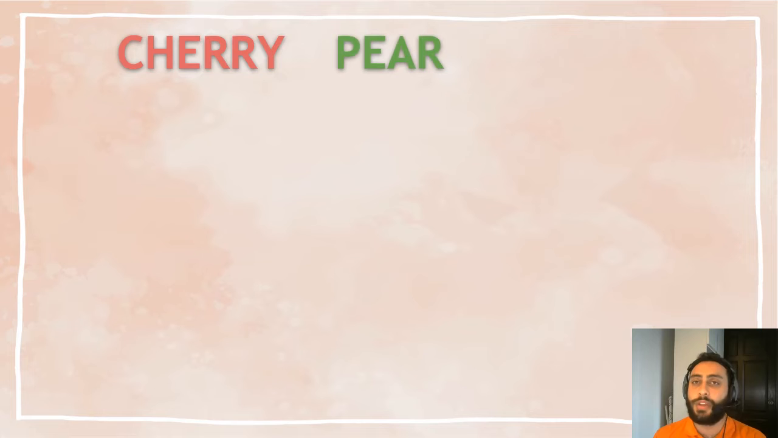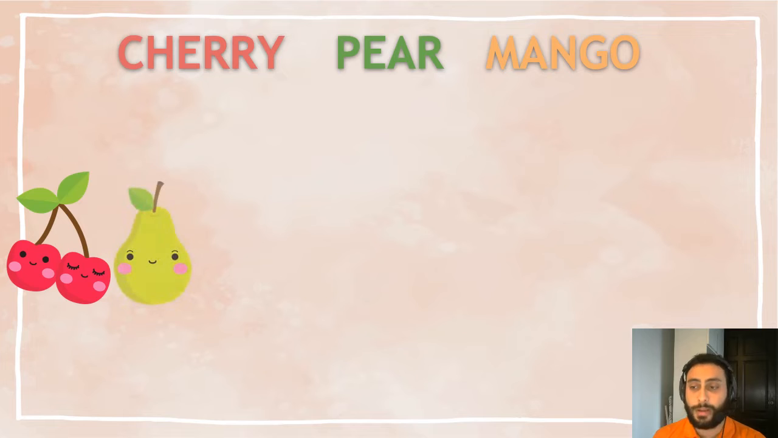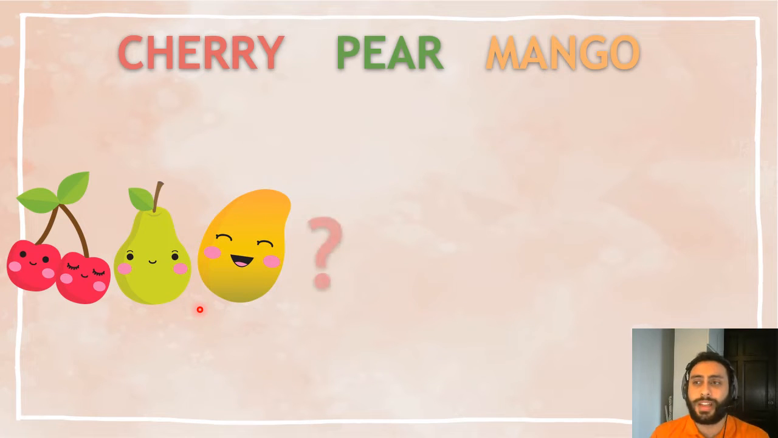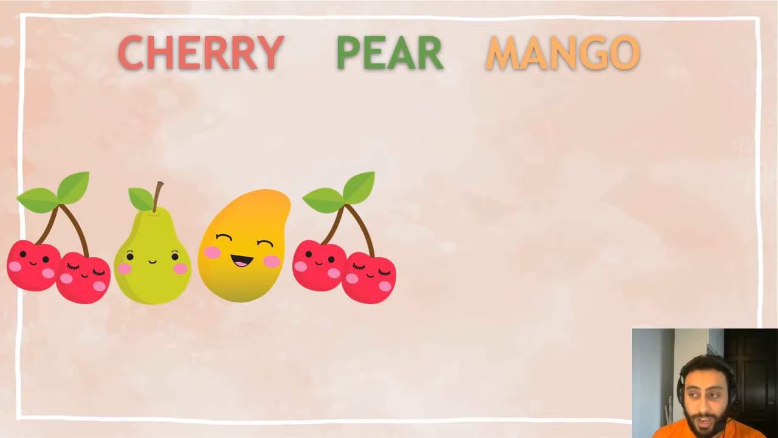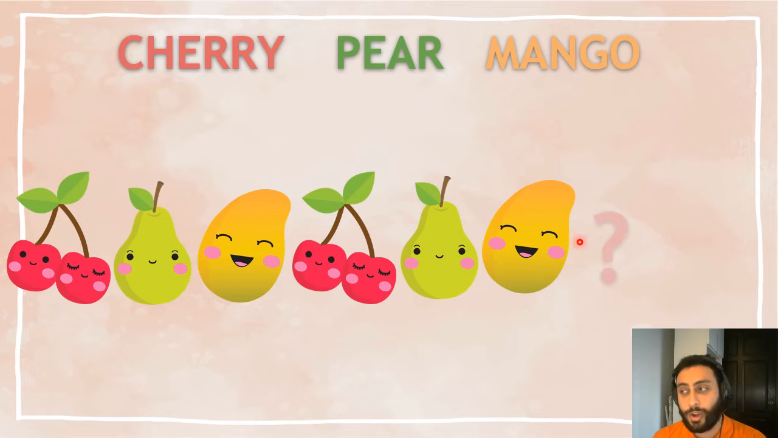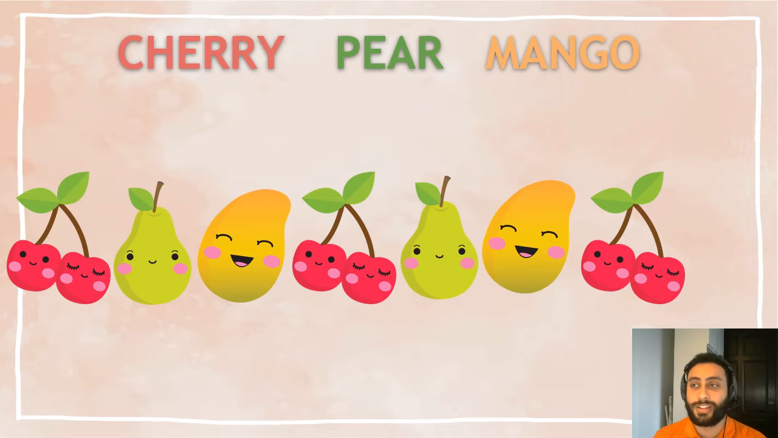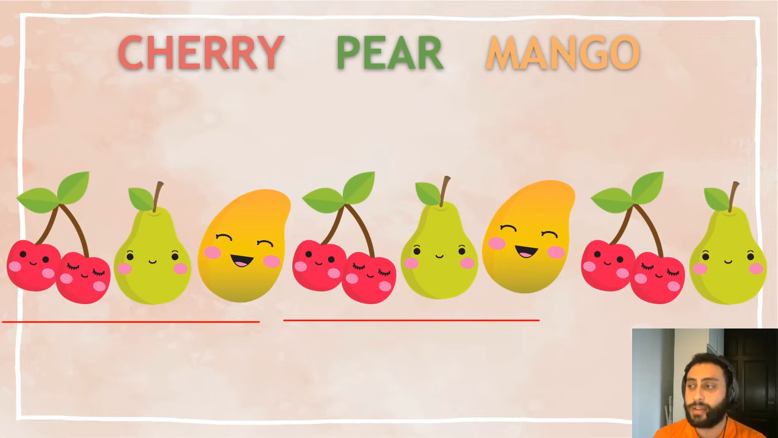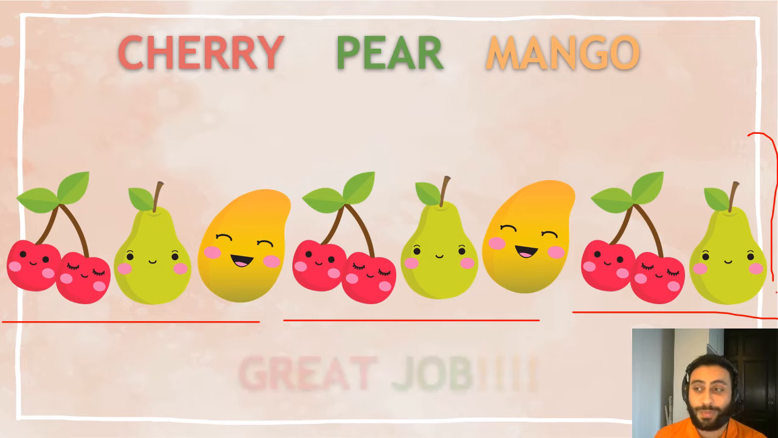So, look at here. We have cherry, we have pear, we have mango. So, cherry, pear, mango. Cherry, pear, mango. So, what's next? It is cherry. What's next? It is pear, right? And what is next? It is mango. What's next? Cherry. What's next? Pear. Easy. Because we know that this is the repeating pattern. So we know that even the next one would be mango.